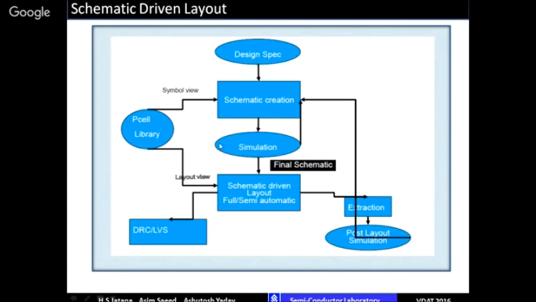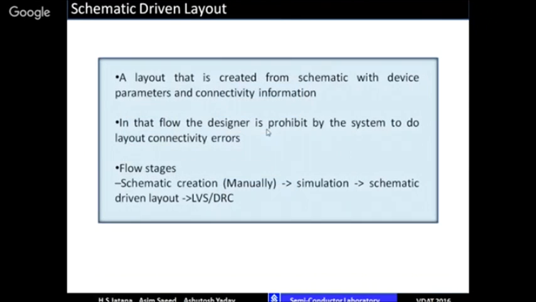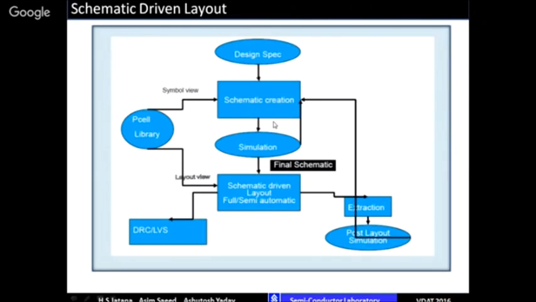So in schematic driven layout, you have a design specification, you have made the circuit, and finally you have simulated it, and after simulation you find it is meeting the specification, and then you can finally have a schematic driven layout. So it will use the P cell, it will make the complete layout and give it to you. You have to interconnect various elements, extract the parameters, resimulate, and then do the post layout simulation as shown here.